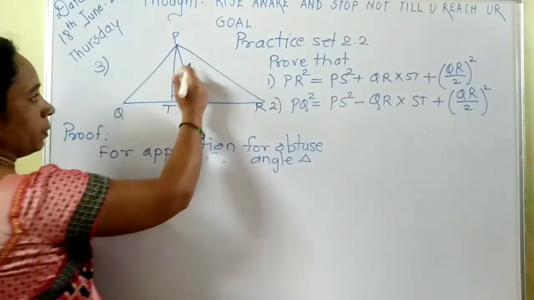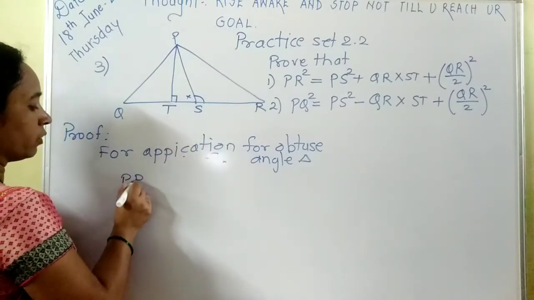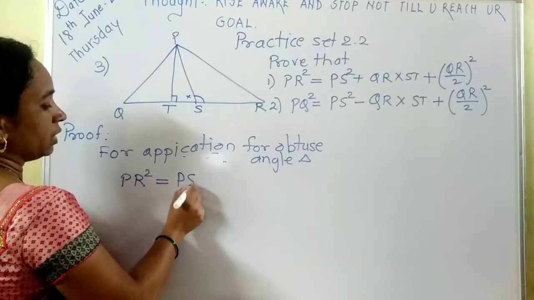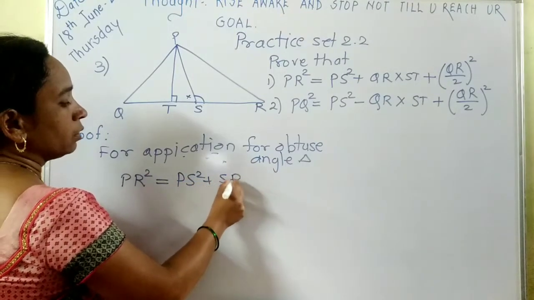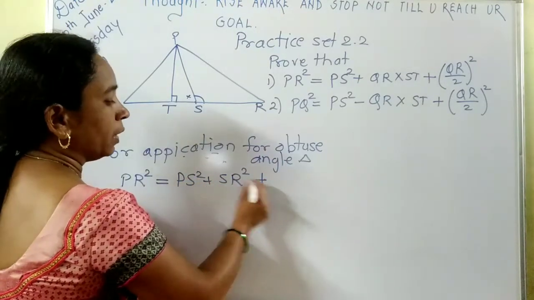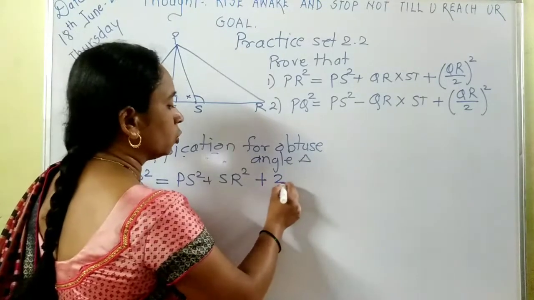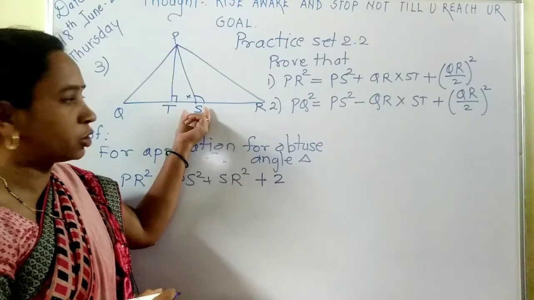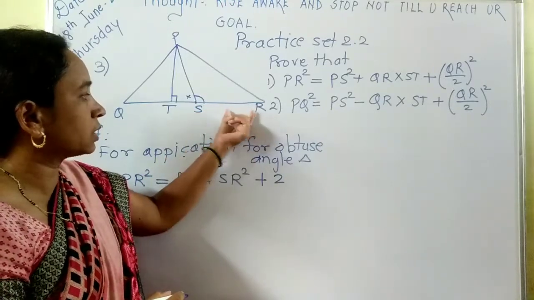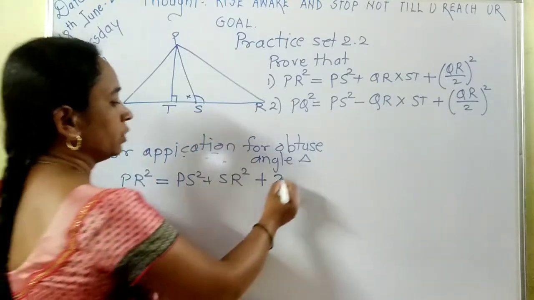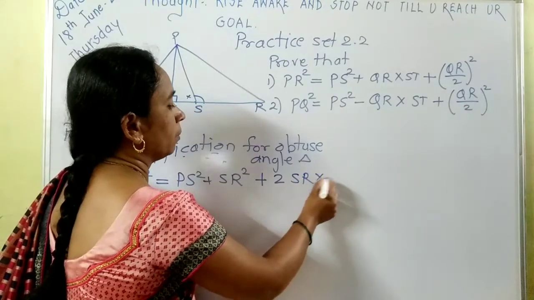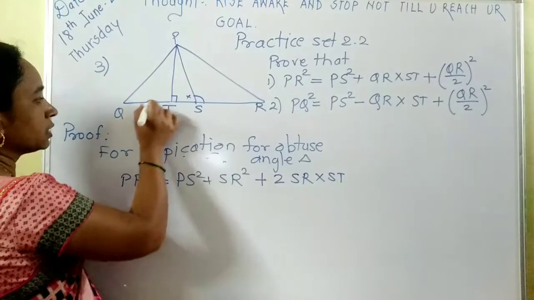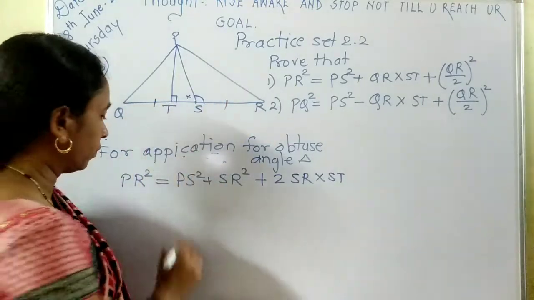So what does our application say? The opposite side of an obtuse angle is equal to side 1, that means PS square plus SR square. Here plus we are going to write, and then 2 into the obtuse angle is at S position, so here we will write the formula SR multiplied by ST. So SR multiplied by ST. Here they have given that S is a midpoint, so this part would be equal.